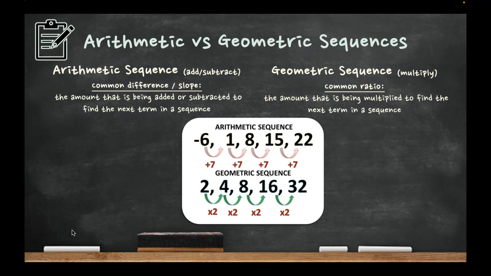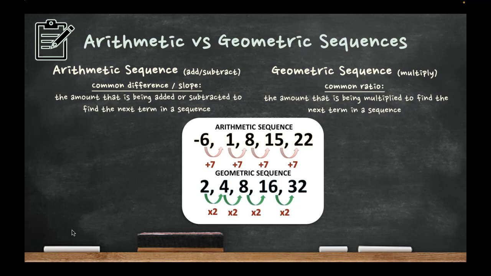Look at arithmetic sequences like a linear equation. That's when you add or subtract to get to the next value. Now, when you add or subtract, the amount that you're adding or subtracting, when it comes to a linear equation, that's called your slope. In an arithmetic sequence, that's called your common difference. Your common difference is the same thing as your slope. How much are you changing by, adding or subtracting by?